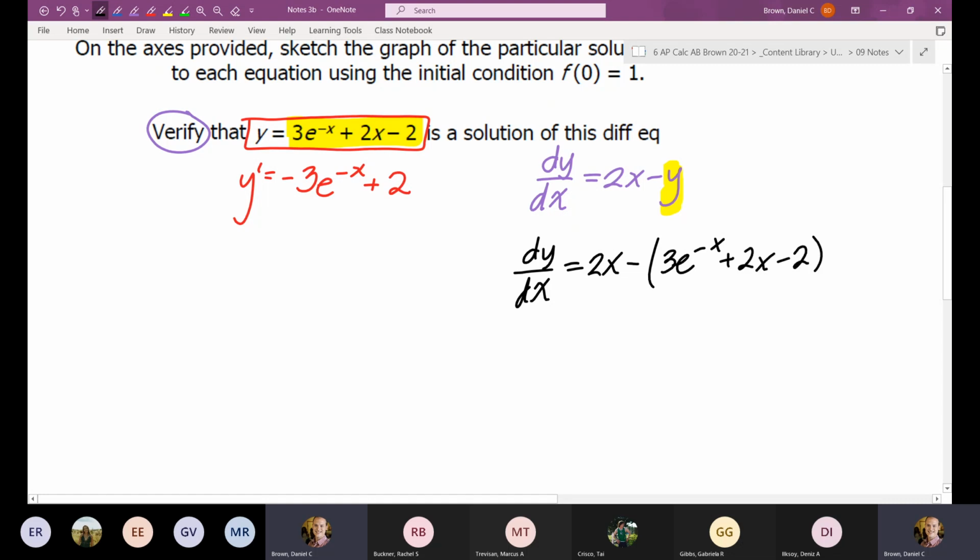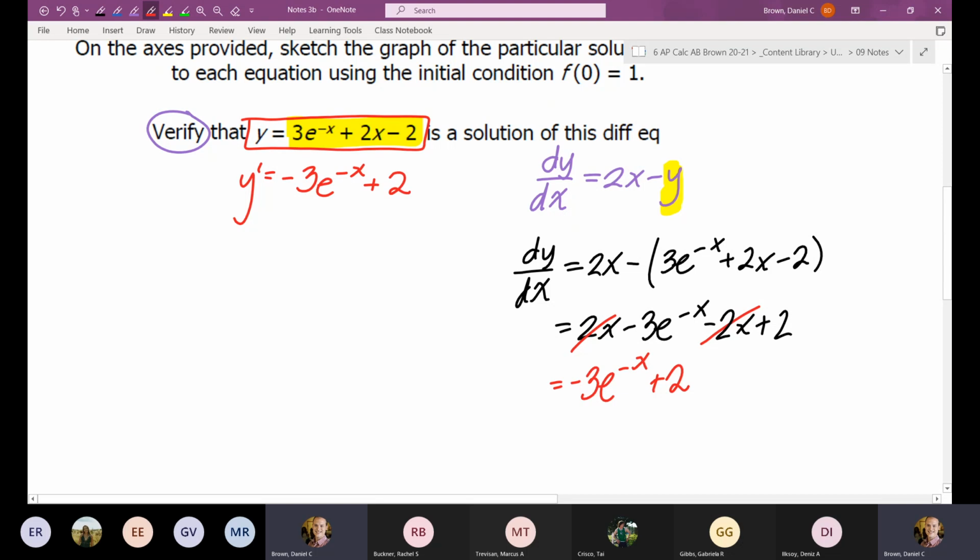And then we can just simplify it. Let's distribute that negative across. 2x minus 3e to the negative x minus 2x plus 2. What do we notice now? The 2x's cancel. And what we are left with is negative 3e to the negative x plus 2.